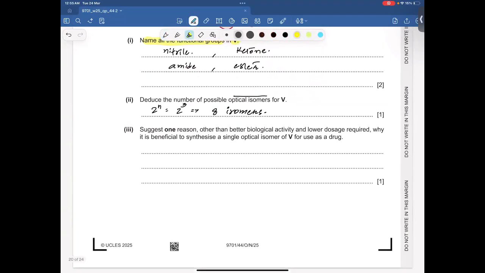Suggest one reason other than better biological activity and lower dosage required, why it is beneficial to synthesize a single optical isomer of V. When we use single optical isomers, obviously we don't need to separate it from the mixture.